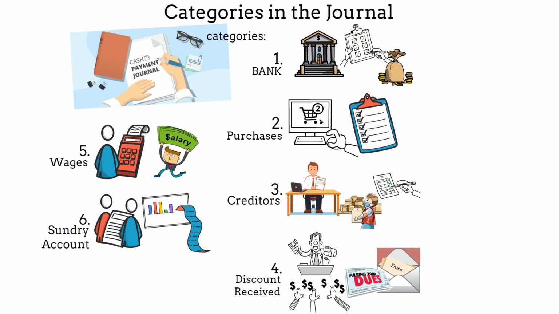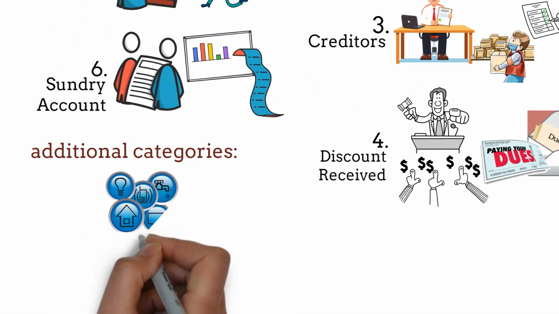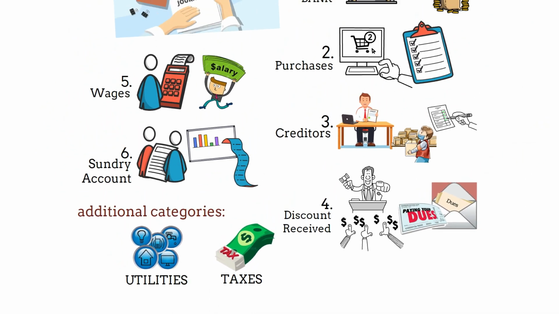Remember, your journal might look slightly different depending on your business needs. You might have additional categories like utilities or taxes. The key is to adapt the journal to suit your business's unique financial landscape.